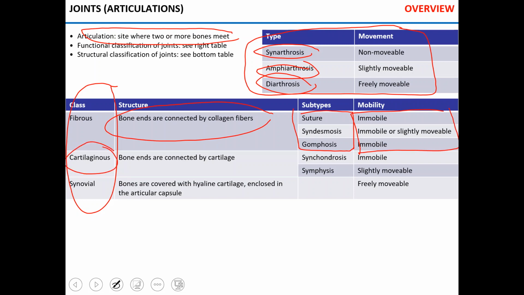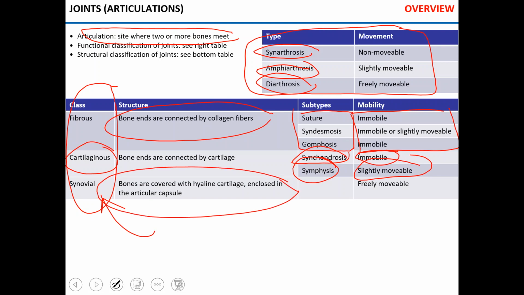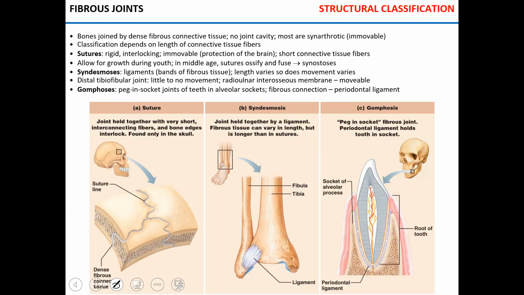Cartilaginous joints, where bone ends are connected by hyaline cartilage or fibrocartilage. Synchondrosis and symphysis usually are immobile or slightly movable. And the only freely movable joints in the human body are synovial joints. Ends of the bones are enclosed in an articular capsule, and the ends are covered with the hyaline cartilage.